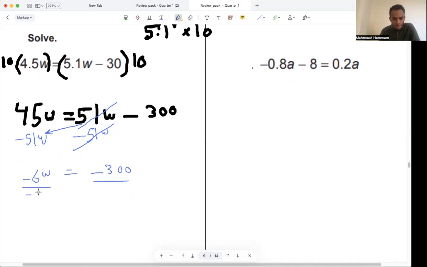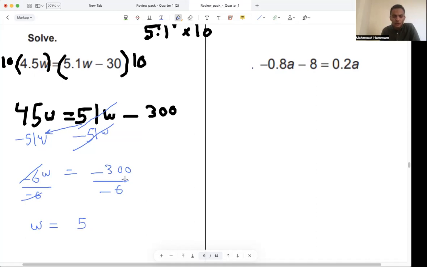Divide by negative 6, because it is multiplication. So we divide by negative 6 on the left and on the right. What will happen now? W equals negative divided by negative, positive. 300 divided by 6. What is 30 divided by 6? 5.